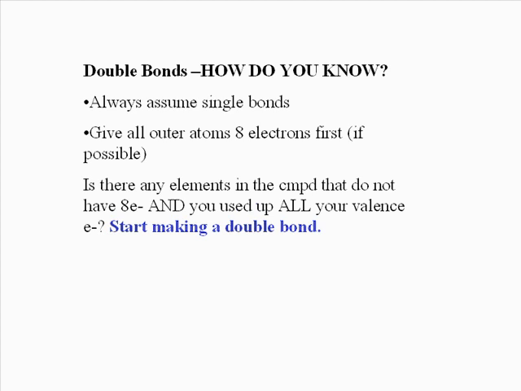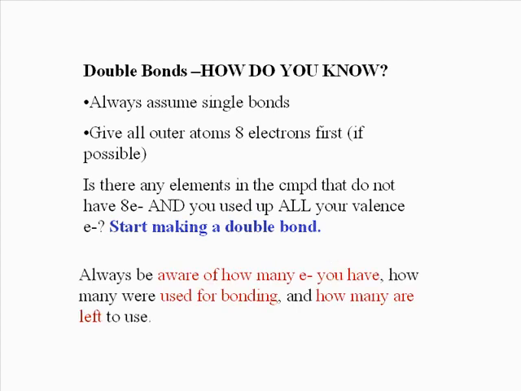You have to use up all of your electrons and you must not invent new electrons. You should always be aware of how many electrons you started with, how many valence electrons, how many you used for bonding, you should be minusing that off, and how many are left to make everybody happy with 8 electrons. Carbon dioxide, let's draw carbon dioxide.